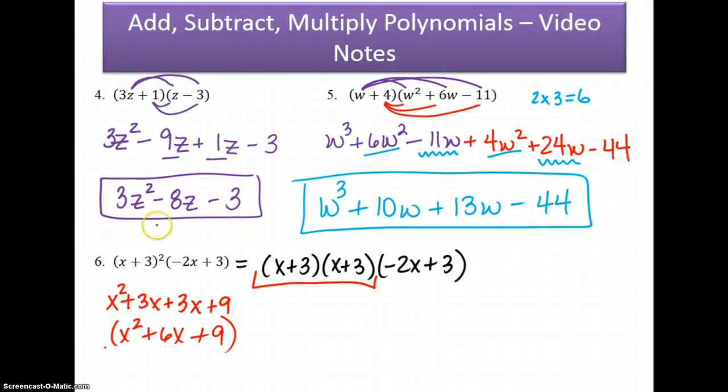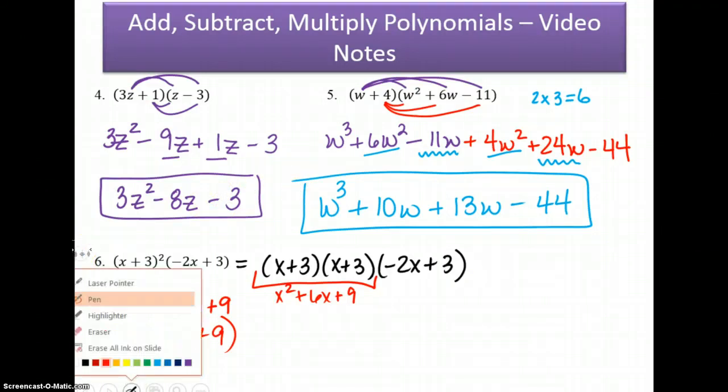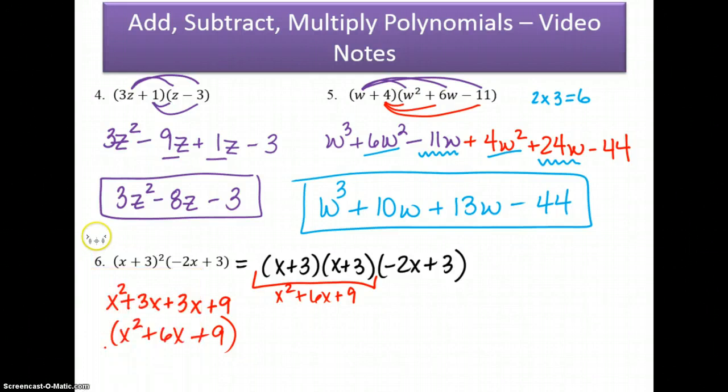Now we need to take x squared plus 6x plus 9, which is x plus 3 times x plus 3, and multiply it times the negative 2x plus 3. So I'm going to rewrite this so we can see what we're doing here. We have x squared plus 6x plus 9 times negative 2x plus 3. Essentially all we did was multiply these 2 together, simplify it, and then multiply it by the third one.